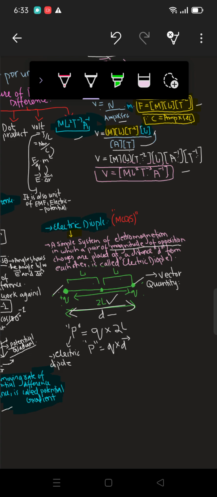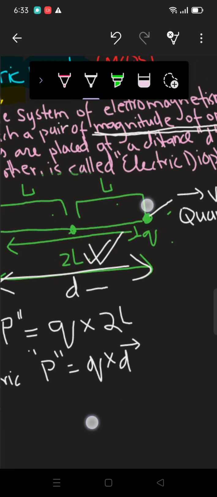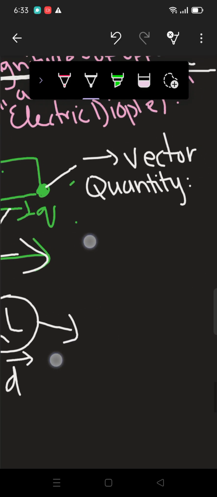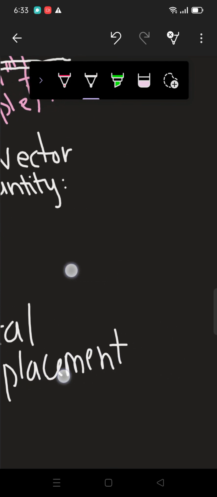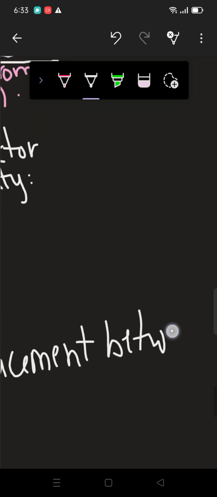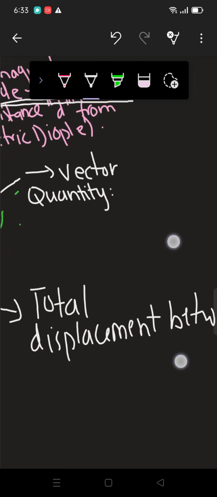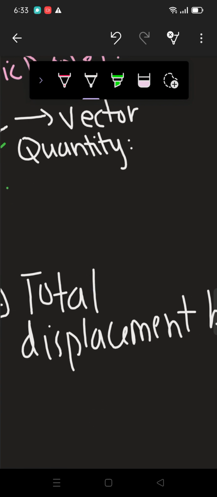So the formula we get is P, which is the denotation of the electric dipole, is equal to Q, the magnitude of the opposite charges, into 2L, right? Because L plus L is 2L, and instead of writing 2L I can write the total displacement between the two opposite charges.